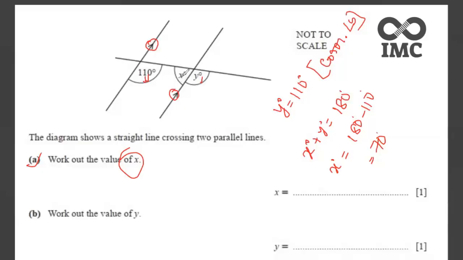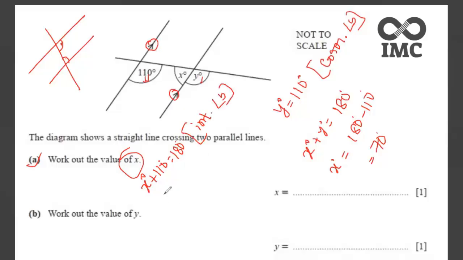Look, 110 plus x. These two angles will make 180 degrees. Why? Because of interior angles. We know that the sum of two interior angles is 180. So we can say x degree plus 110 degree equal to 180 degree. Why? We can say interior angles. So what will be the value of x? x degree will be 180 degree minus 110 degree. That will be 70. This is the better answer.